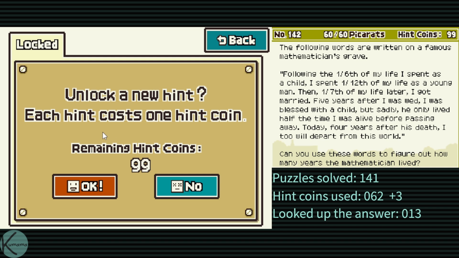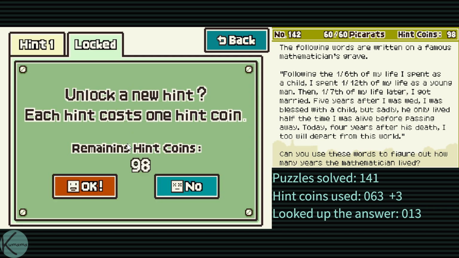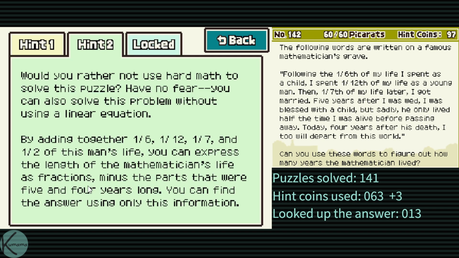Alright, we're gonna pay the toll. Goodbye, hint coins. Try rigging up a linear equation where this mathematician's life in years equals X. No. Would you rather not use hard math to solve this puzzle? Have no fear. You can also solve this problem without using a linear equation. By adding together 1/6, 1/12, 1/7, and 1/2 of this man's life, you can express the length of the mathematician's life as fractions. Oh, that's so much easier. Minus the parts that were 5 and 4 years long. You can find the answer using only this information.